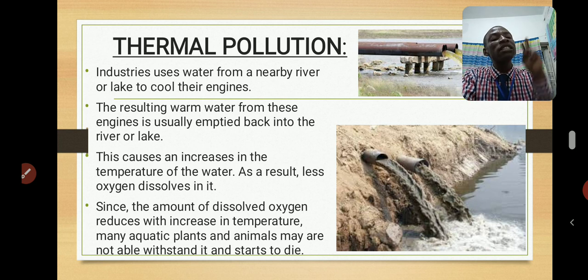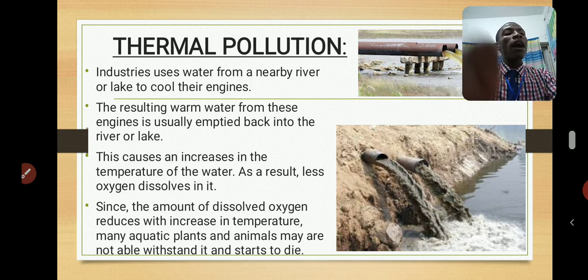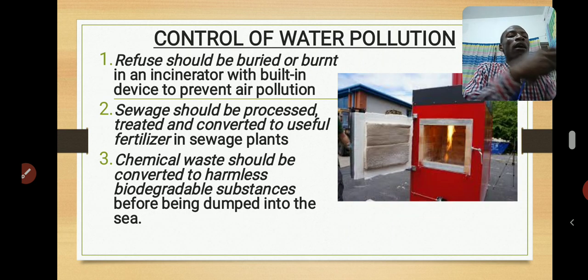So if you are asked to state two ways by which heat causes thermal pollution, number one, you say that heat increases the temperature of the water bodies, making it unbearable for the organisms inside it to live. And number two, heat decreases the amount of dissolved oxygen in the water, leading to competition and death of organisms inside that water. So this is how heat causes thermal pollution.